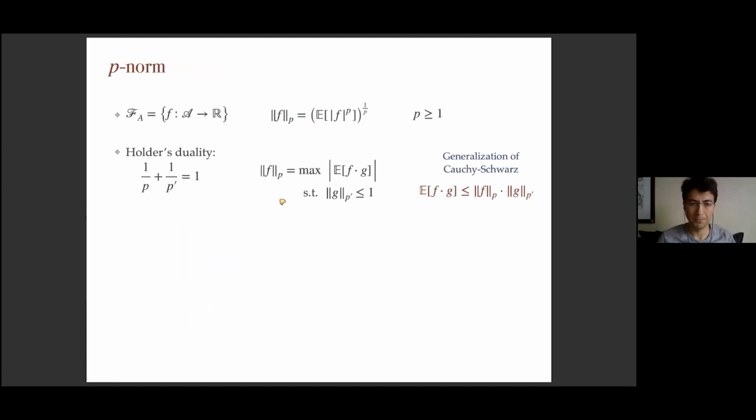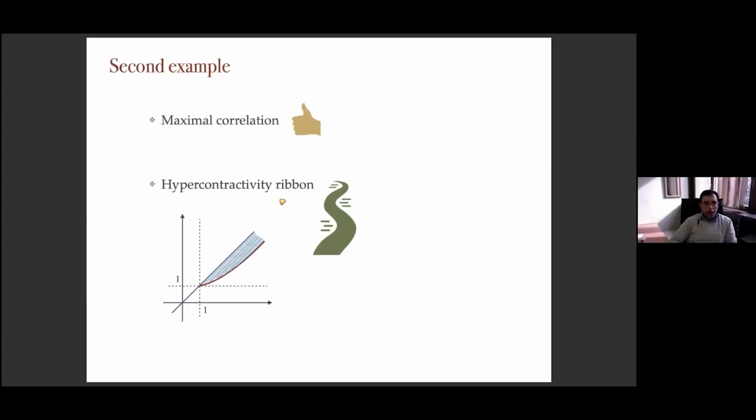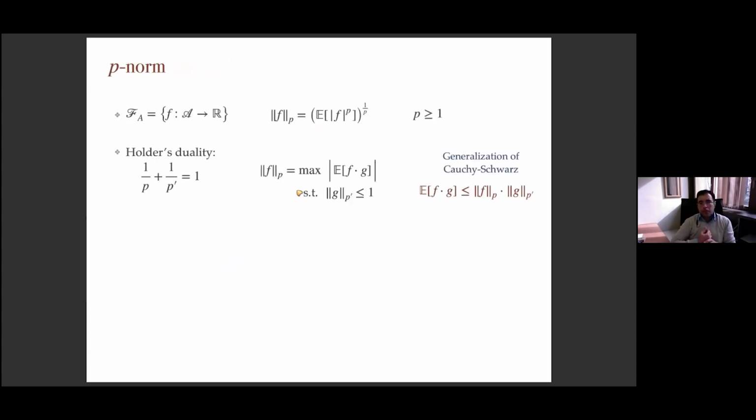Okay. So I guess there is time for giving some basic definitions of the hypercontractivity ribbon, and then we will give more properties of the hypercontractivity ribbon for the second lecture. Okay, so I'll start with the definition of the P-norm. In the previous slide, you saw the definition of the 2-norm. That was the expectation of f squared, and then to the power of 1/2.